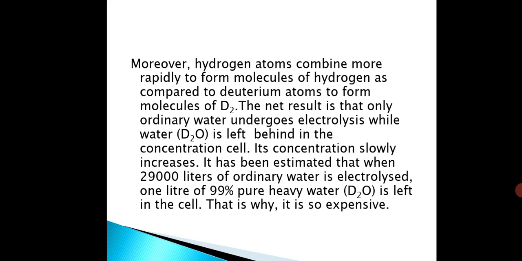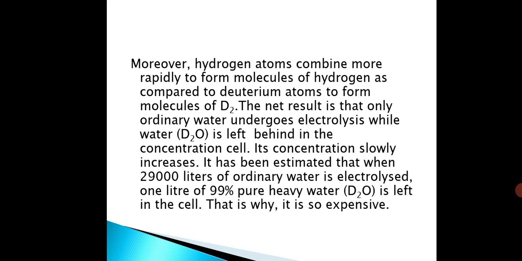Moreover, hydrogen atoms combine more rapidly to form molecules of hydrogen as compared to deuterium atoms forming molecules of D2. The net result is that only ordinary water undergoes electrolysis, while heavy water is left behind in the concentration cell. Its concentration slowly increases, because when the electrolysis is done, water gets electrolyzed but the heavy water remains in the concentration cell.